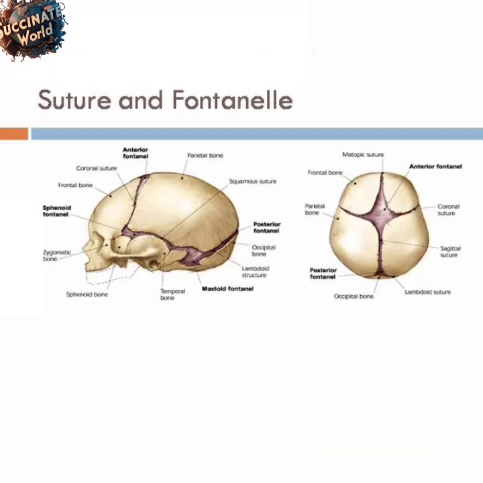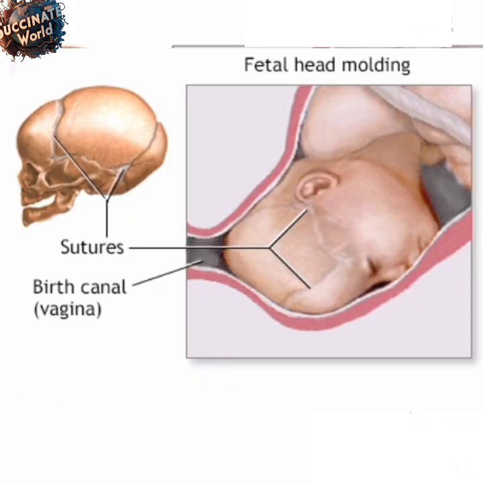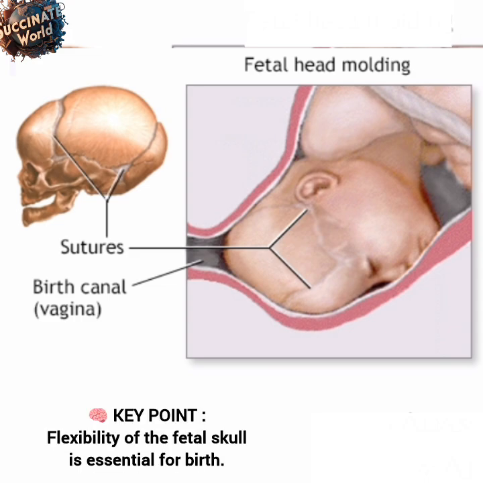The fetal skull is different from an adult skull. It is not one solid bone. It is made of several bone plates joined together by sutures and fontanelles. These spaces are not a weakness. They are a design advantage. They allow molding. Molding means the baby's head can change shape slightly as it passes through the birth canal. Without this flexibility, normal vaginal delivery would be impossible. Key point: flexibility of the fetal skull is essential for birth.